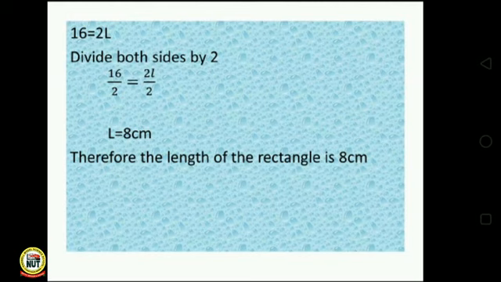Now, when you divide 2L over 2, the 2 up, that is the numerator, and the 2 down at the denominator, the 2 will cancel the 2. When the numerator and the denominator are the same, they cancel each other. So you are left with L at the right-hand side of the equation. The 2 that is together with the L, we cancel the 2 that is under. So you are left with L. So L will be equal to 8 centimeter because 16 divided by 2 is 8.